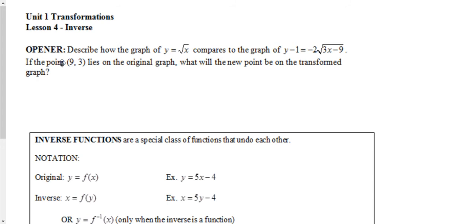Before we get into it, we have this opener question here. It says, describe how the graph of y equals radical x, square root x, basically compares to the graph of this one here. If the point (9, 3) lies on the original, what's the new point on the transformed graph? So basically what we need to do is rewrite this equation so that we can pull out our mapping so that we can remap (9, 3).